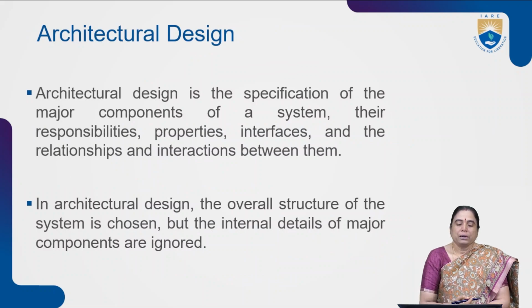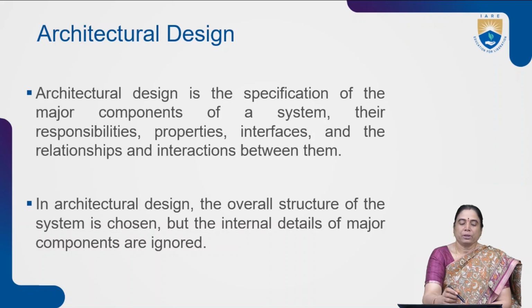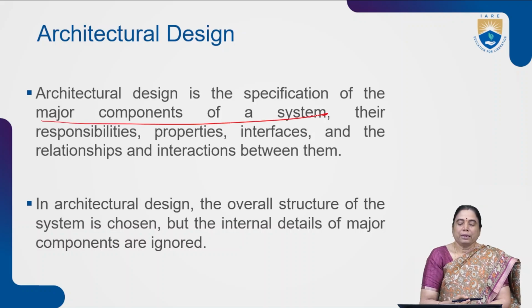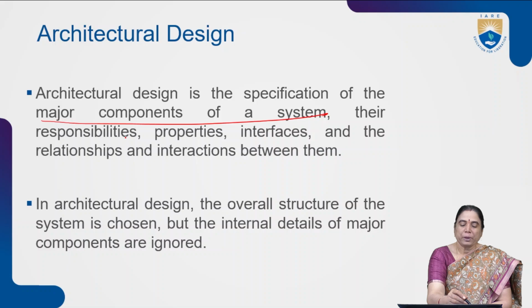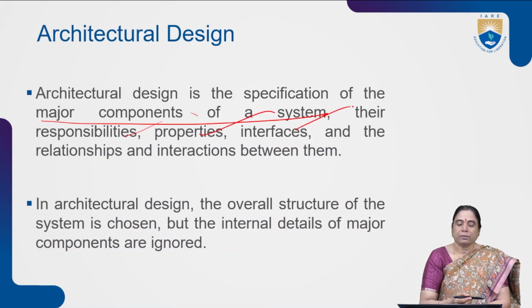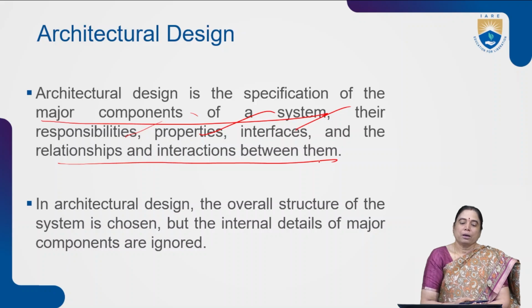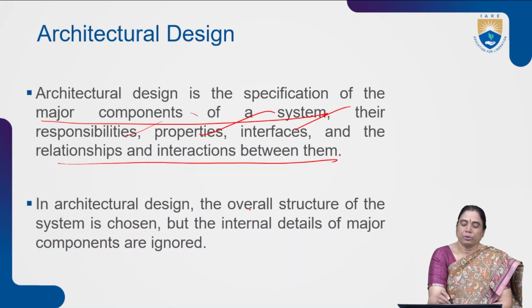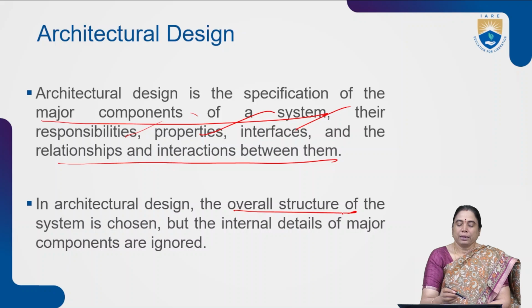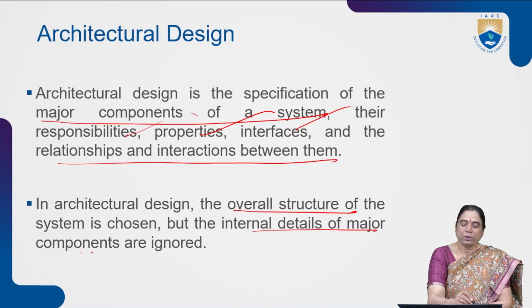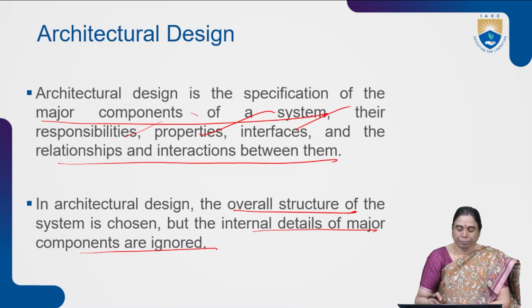The architectural design is the specification of the major components of the system, their responsibilities, properties and interfaces. The relationships and interactions between them are modeled with the architectural design. In architectural design, the overall structure of the system is chosen, but the internal details of major components are ignored.